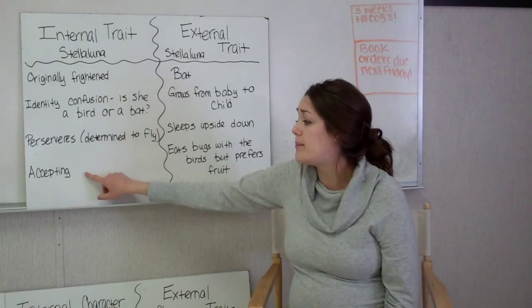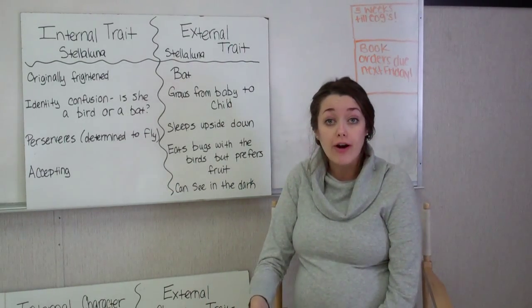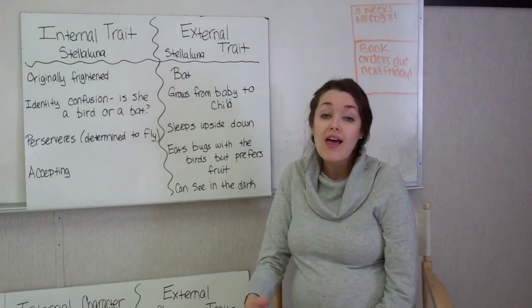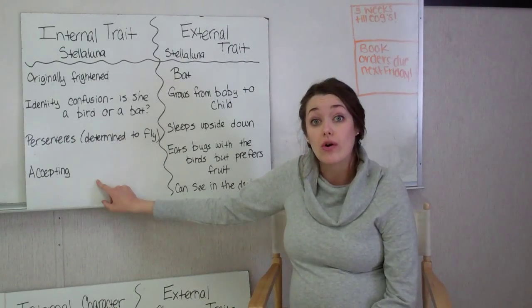And we also see acceptance when she and Pip, Flap, and Flitter, her bird friends, come to an understanding that even though they're different, they can still be friends. So she's very accepting, and again, that's an internal character trait.